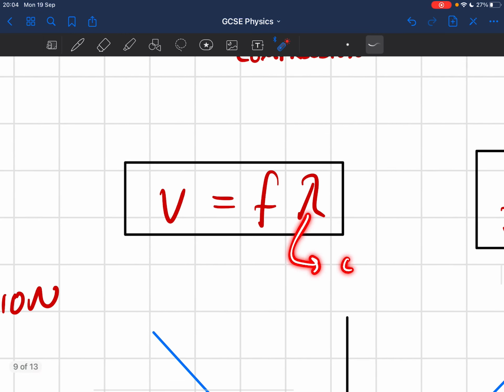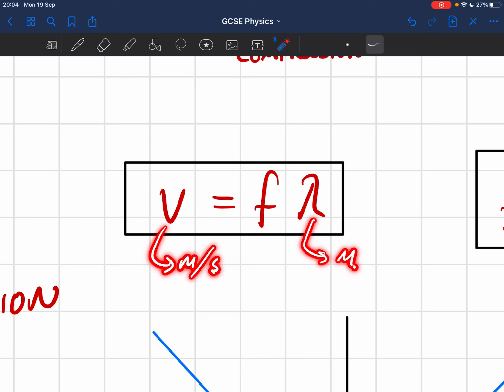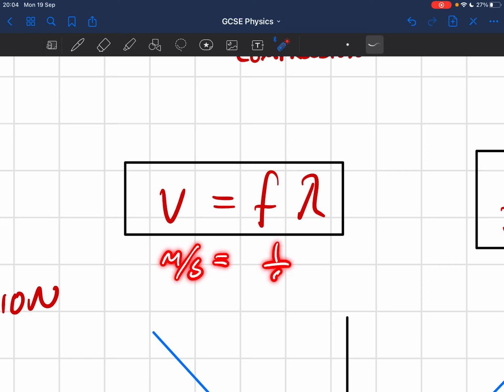Wavelength can be measured in centimeters, meters, kilometers, any unit of length. For our purposes, we'll try to keep it in meters so that we can keep velocity in meters per second. So this is meters per second is equal to 1 over second times meters, which is meters per second.